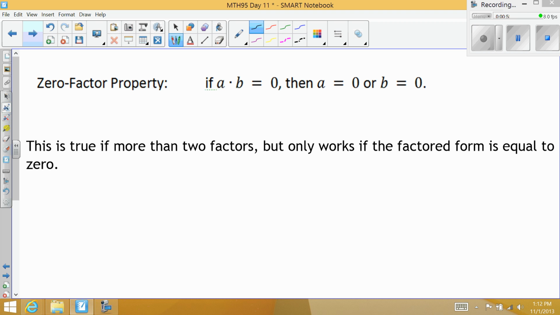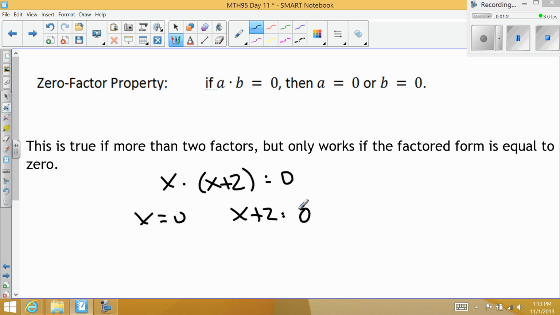And to do the solving, we need something called the zero factor property, which says if you're multiplying two things and get 0, then either one or the other has to be equal to 0. This is true if there's more than two factors, but only works if the factored form is equal to 0. So if we have, say, x times x plus 2 equal to 0, each of these factors can be set equal to 0, and this is going to be how we solve our equations by factoring.